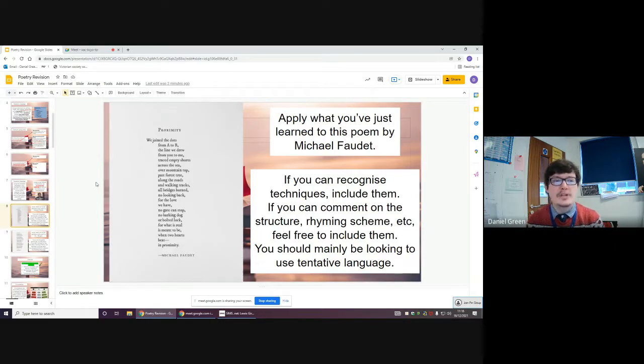Proximity. We joined the dots from A to B, the line we drew from you to me, traced empty shores across the sea, over mountain top, past forest tree, along the roads and walking tracks, all bridges burned, no looking back. For the love we have, no gate can stop, no barking dog or bolted lock. For what is real is meant to be when two hearts beat in proximity.